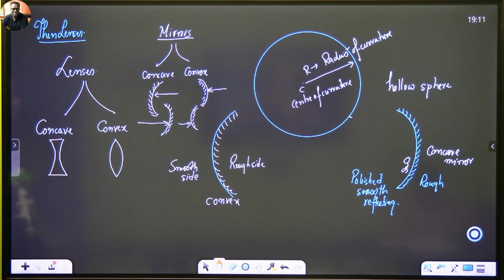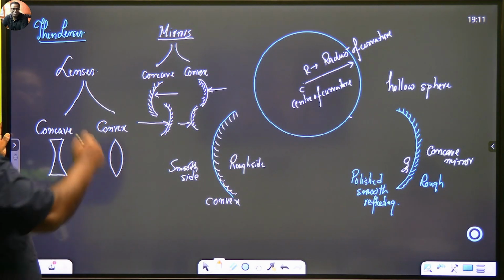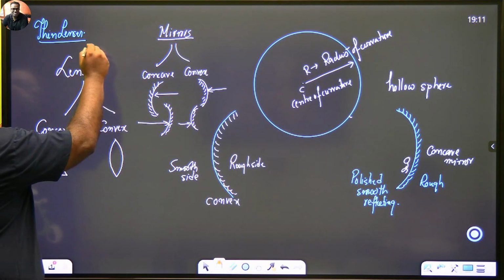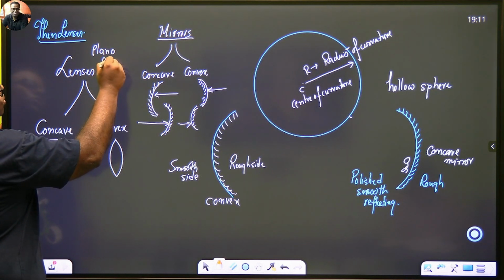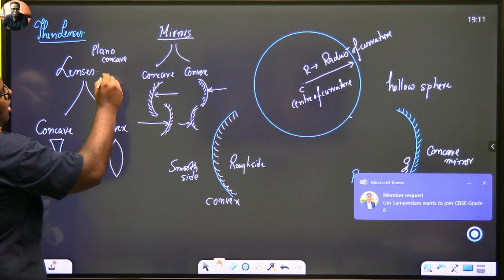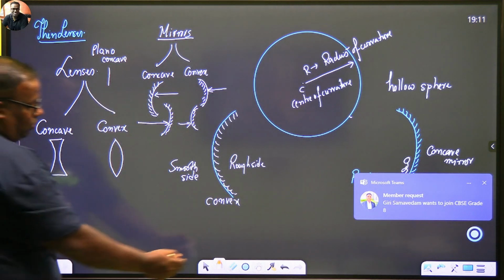Okay. Now you will say, sir, how did this thing come and how did this thing come? Well, before concave, we should first understand what a plano-concave is. Again, not in your course, but if you know it, it's better. A plano-concave, sorry, plano-convex.